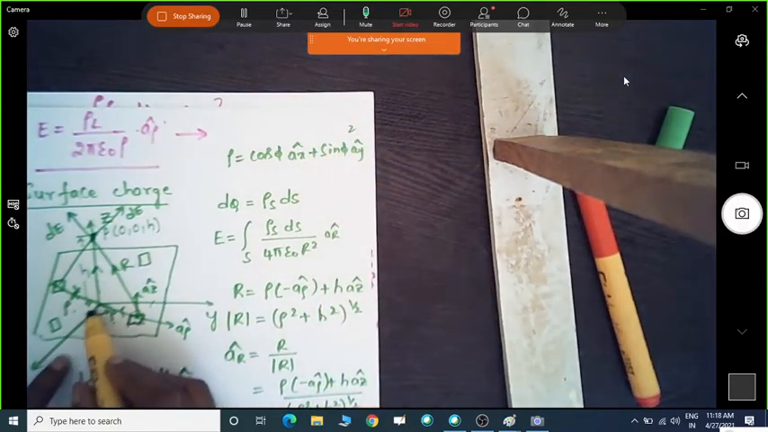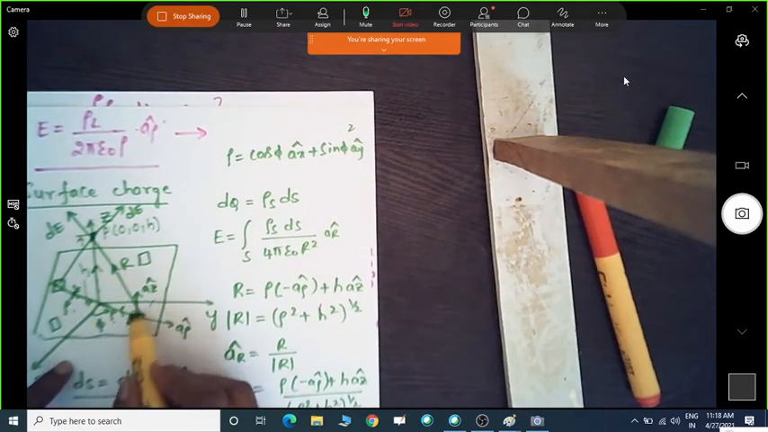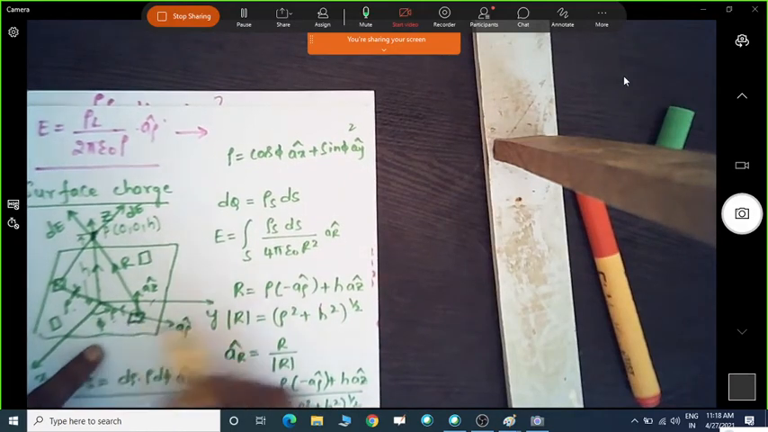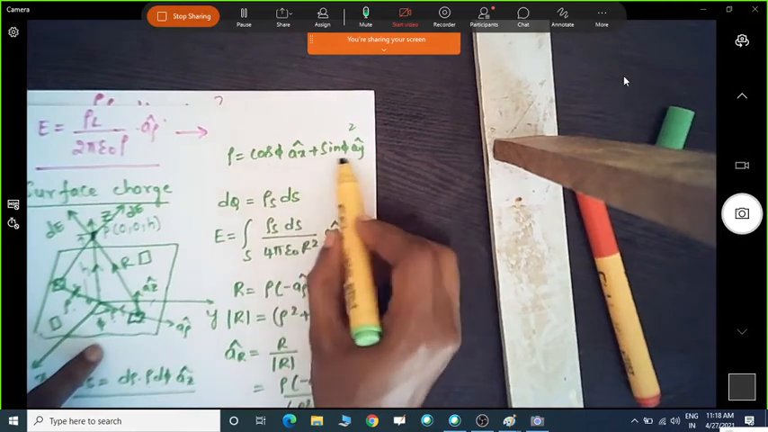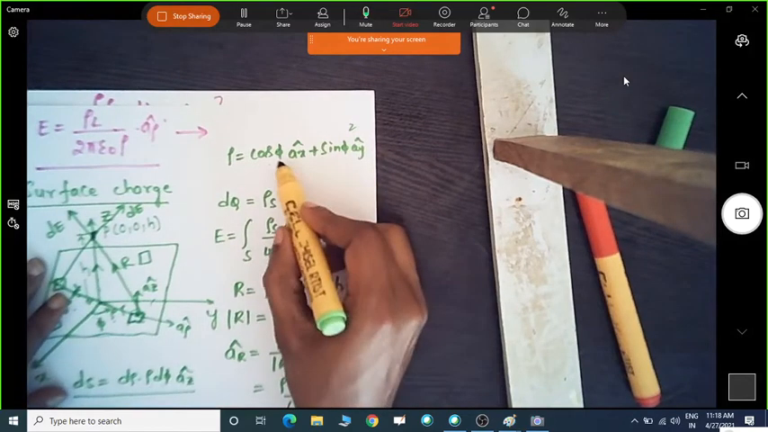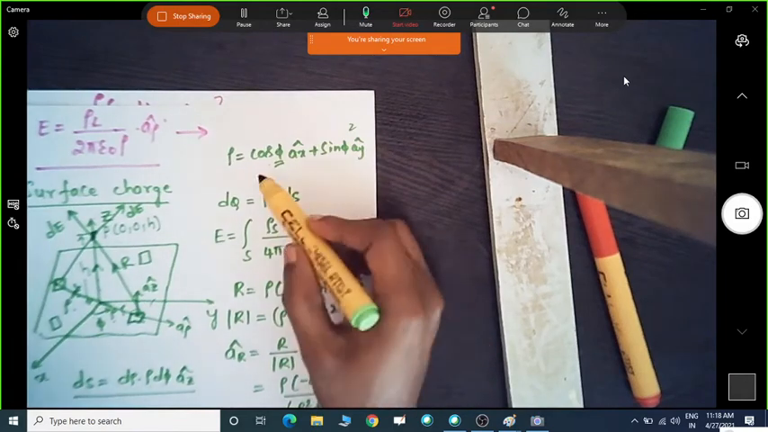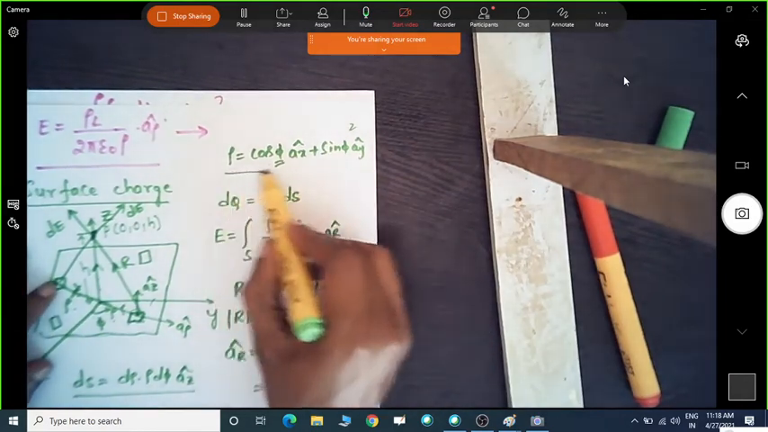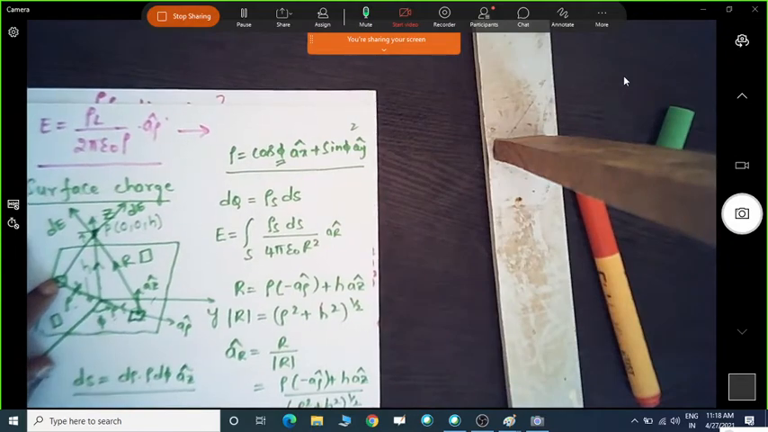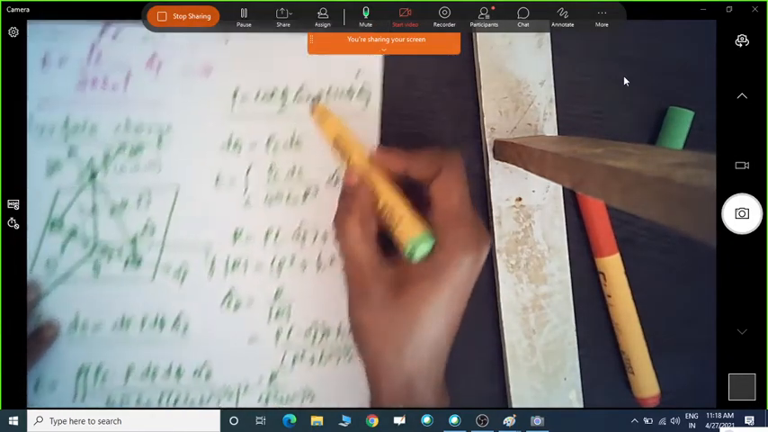So this we can split as this component and this component. Okay, so if I split like that, you will be having cos phi a_x plus sin phi a_y. Now phi is varying from 0 to 2 pi. Okay, so if you take that value, it will become 0. So that is also with respect to x and y component.